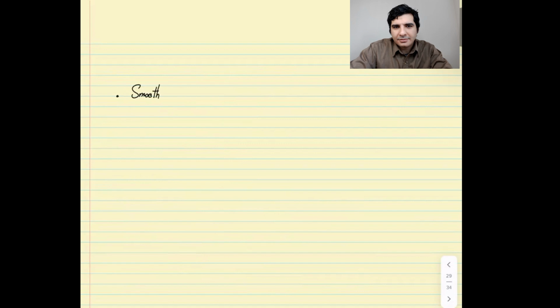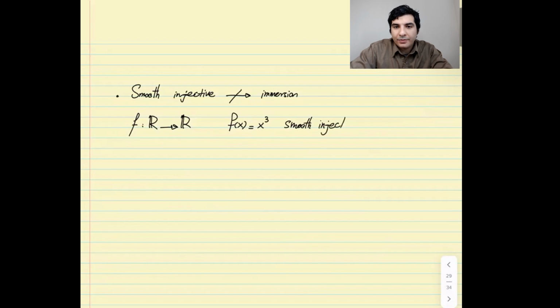Okay. So the second thing to note is that if you have a smooth injective map, it does not have to be an embedding, or it doesn't even have to be an immersion. So think about the map f from R to R. You have seen this map before. F of every x is simply defined to be x cubed, right? This map, of course, is injective, and of course, it's smooth.